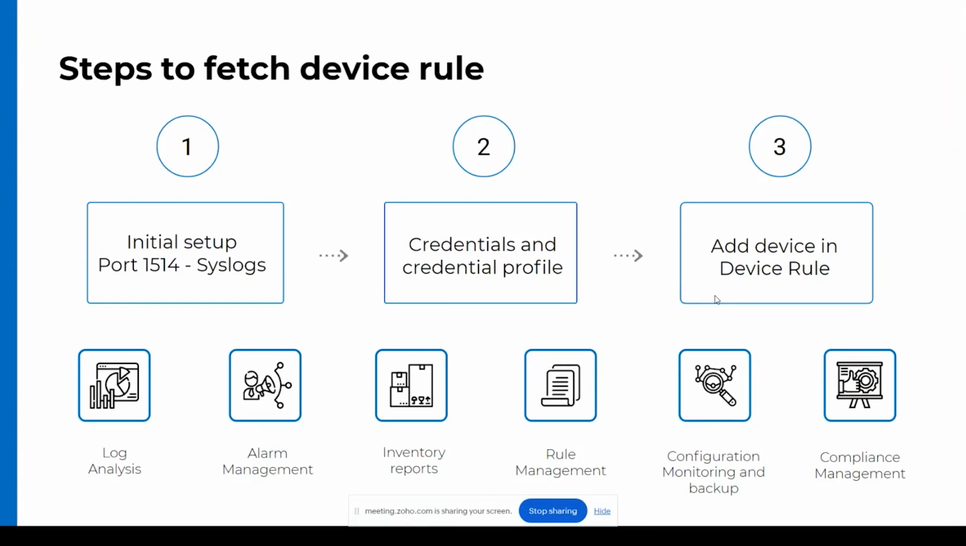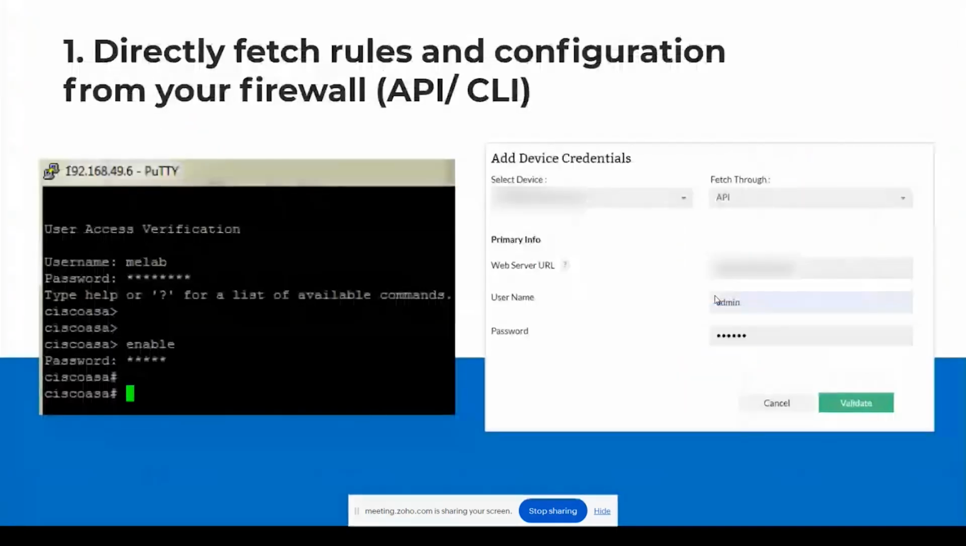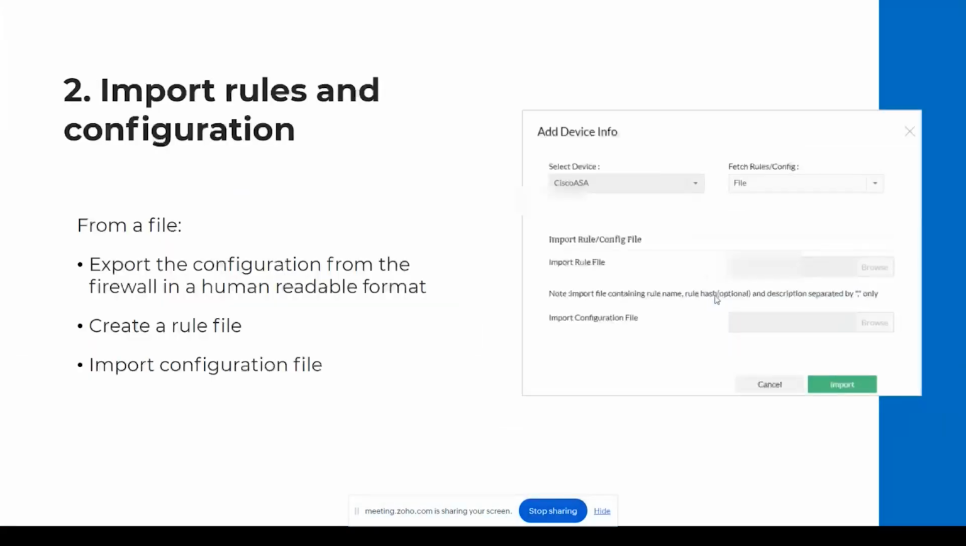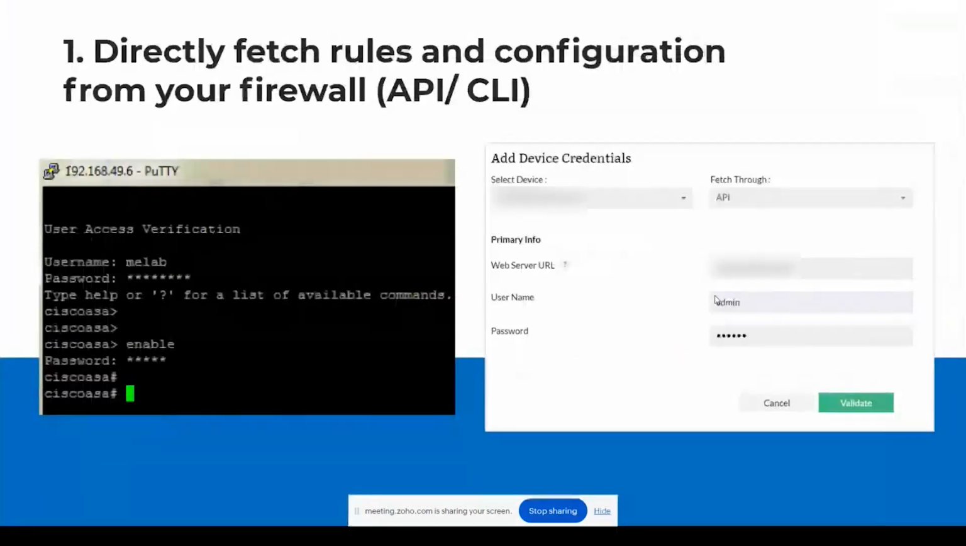Now you can fetch firewall rules and configurations in two ways. The first method is by using CLI or API protocols. And the second one is by directly uploading a rule file or a configuration file to Firewall Analyzer. In the first method, API or CLI fetching, this is available to certain firewall vendors, and the list of the supported vendors will be shared with you at the end of the session. Or you can always find those lists on our website.